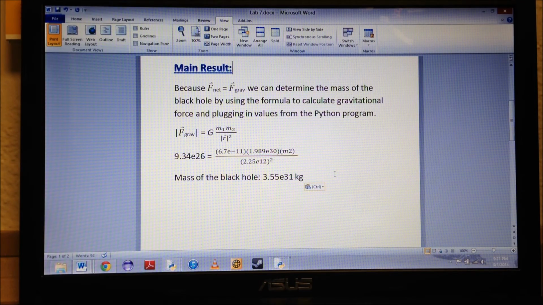Alright, just to wrap things up, once again I calculated the mass of the black hole to be 3.55e31 kilograms, and this result was found by plugging in values from the Python program into the formula to calculate the gravitational force and solving for the mass of the black hole.